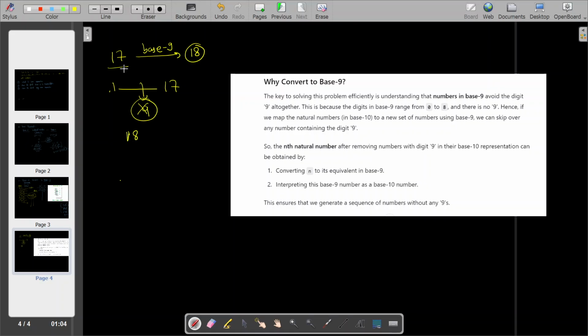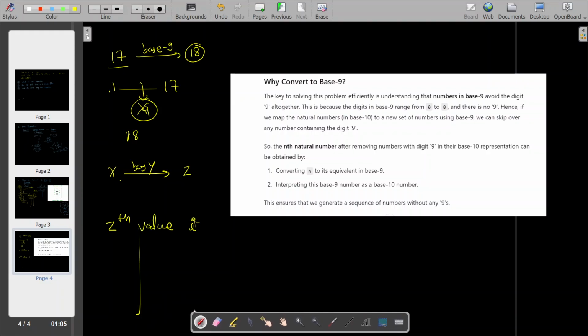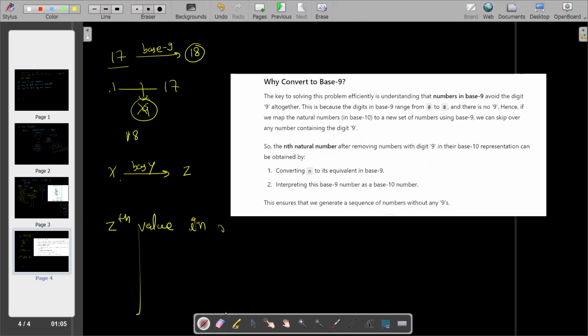What does it mean? Any number x in base y, and we are getting z. So the zth value in the base y representation is x. Understand this very clearly, this is the most important.